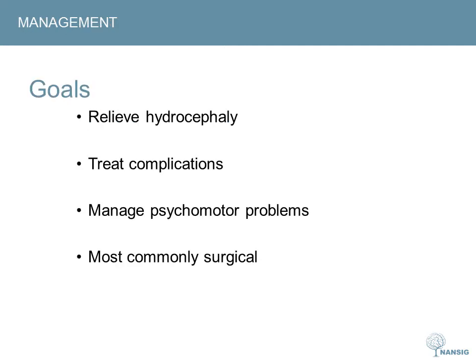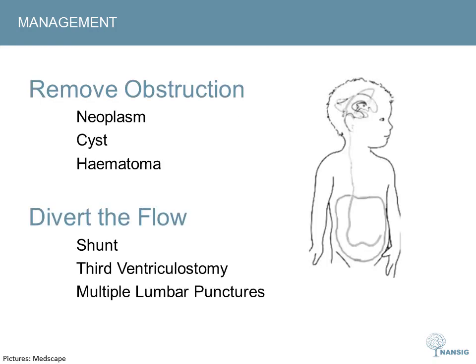Once a diagnosis of hydrocephalus has been reached, the goals of treatment are to relieve the hydrocephaly itself, treat any complications, and manage any psychomotor problems that may arise. Treatment of hydrocephalus is most commonly surgical. The first step of hydrocephalus management is to remove any obstruction, whether that be a neoplasm, cyst, or hematoma. If the obstruction cannot be removed or there is no obstruction, the flow of CSF can be diverted using shunts, a third ventriculostomy, or multiple lumbar punctures.